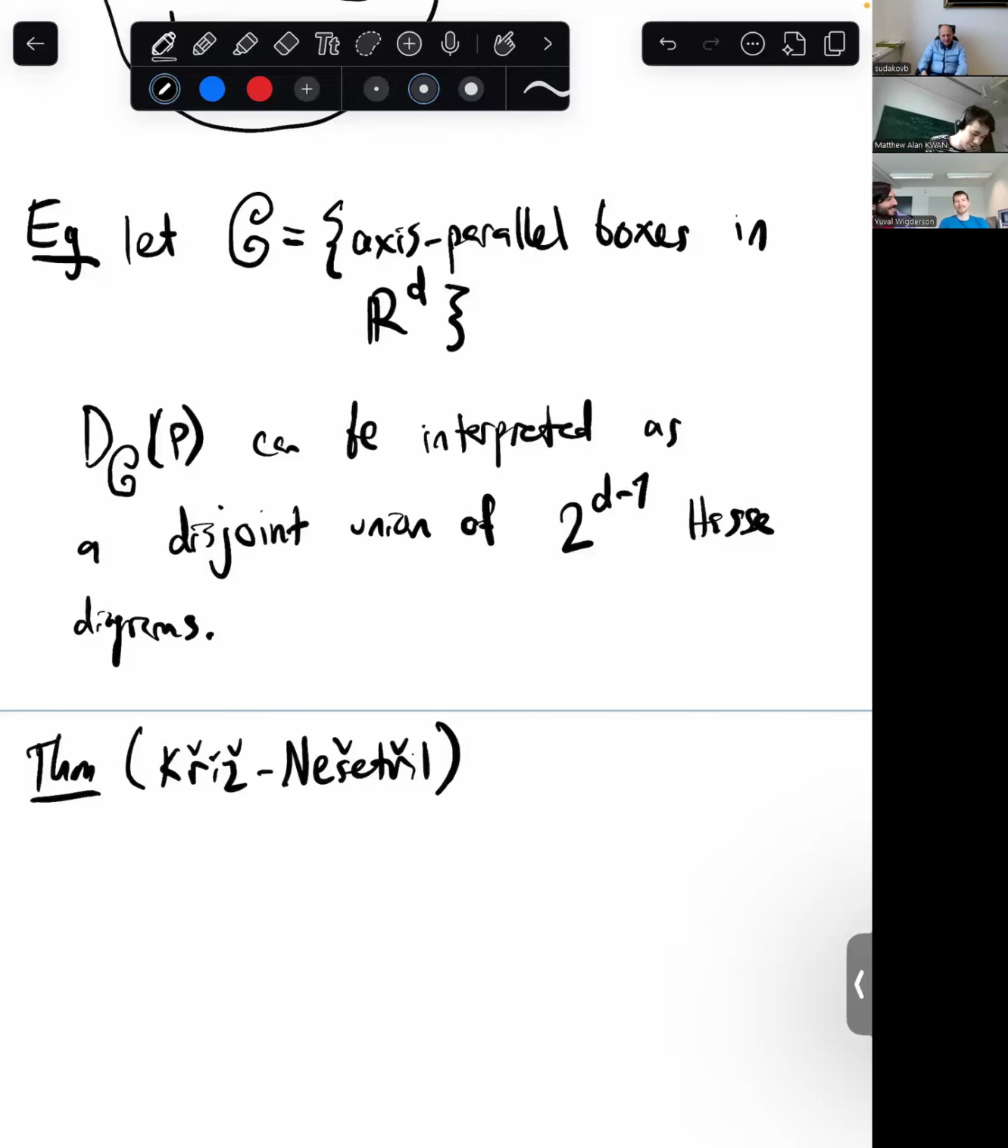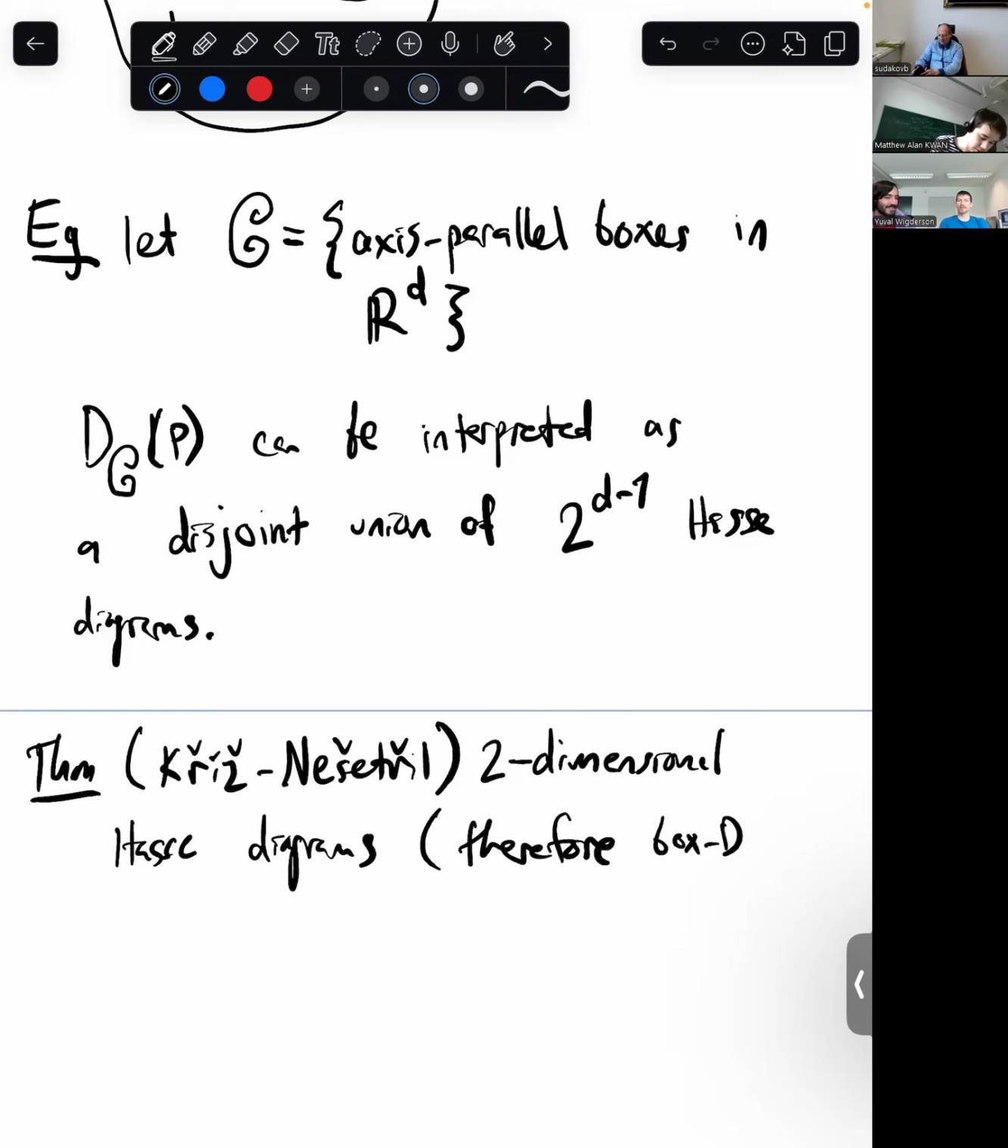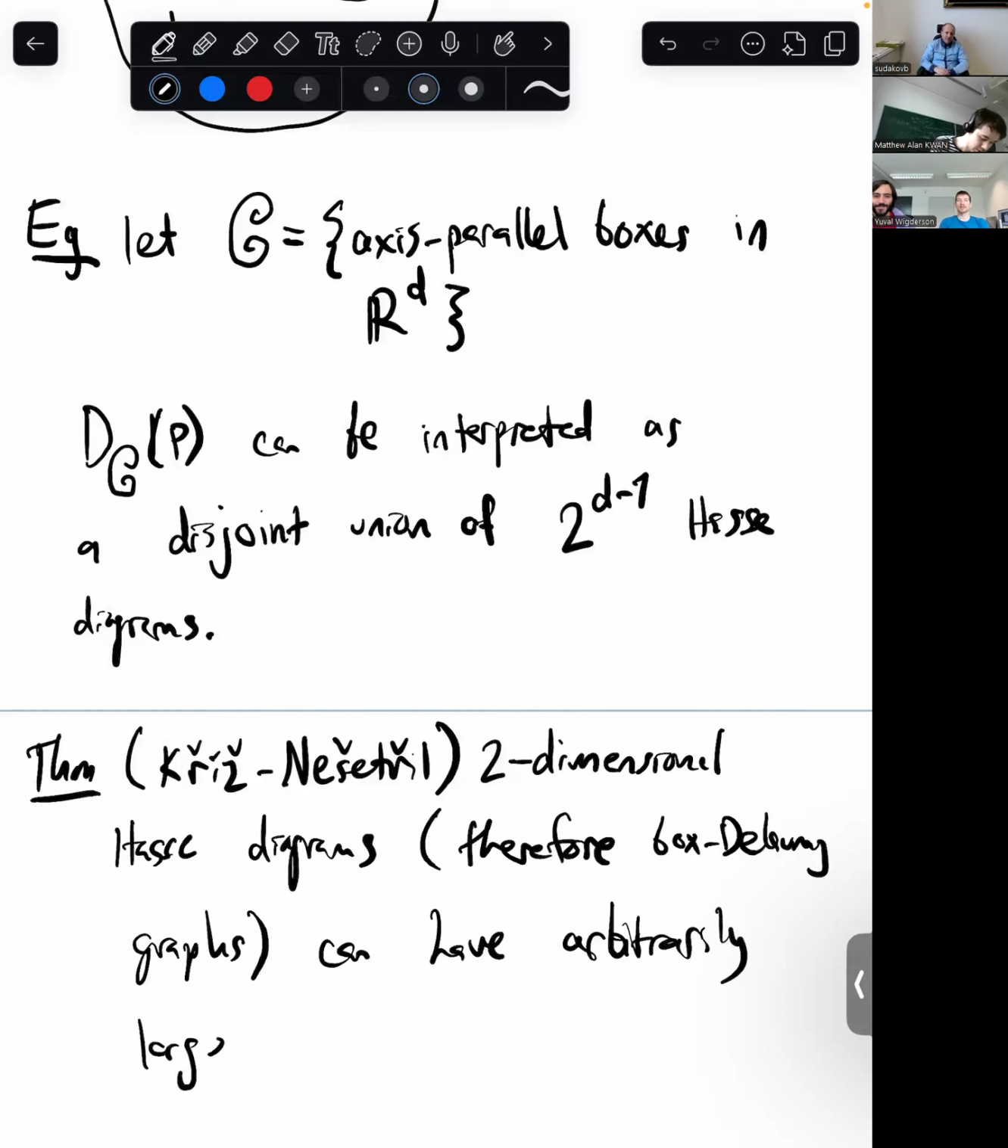And not a very easy paper, I think, that 2-dimensional Hasse diagrams, and therefore box-Delaunay graphs, can have arbitrarily large chromatic number. Okay, so 2-dimensional, I mean, that's the strictest assumption you can make on the dimension because 1 dimension is completely trivial. So even under the strongest dimension assumption, you still don't get a bound on the chromatic number.